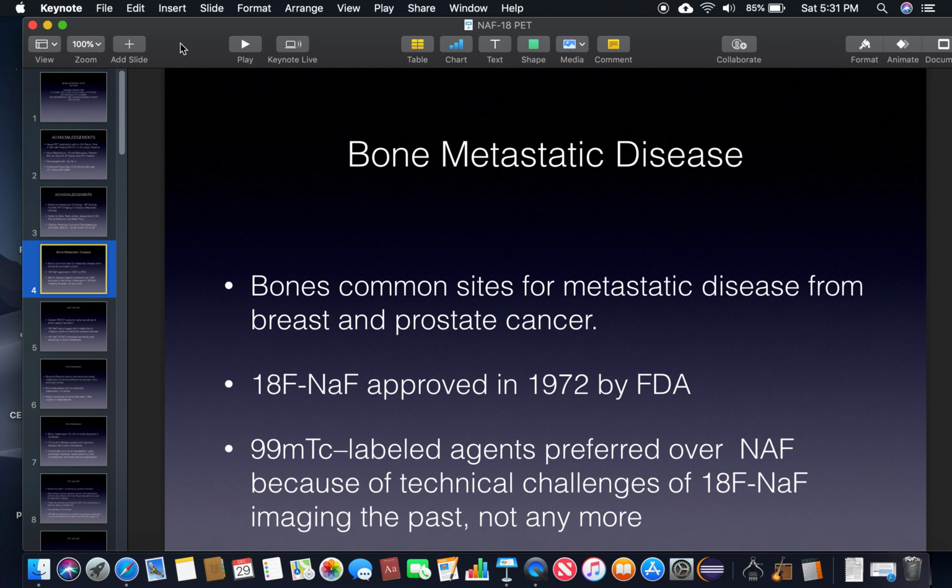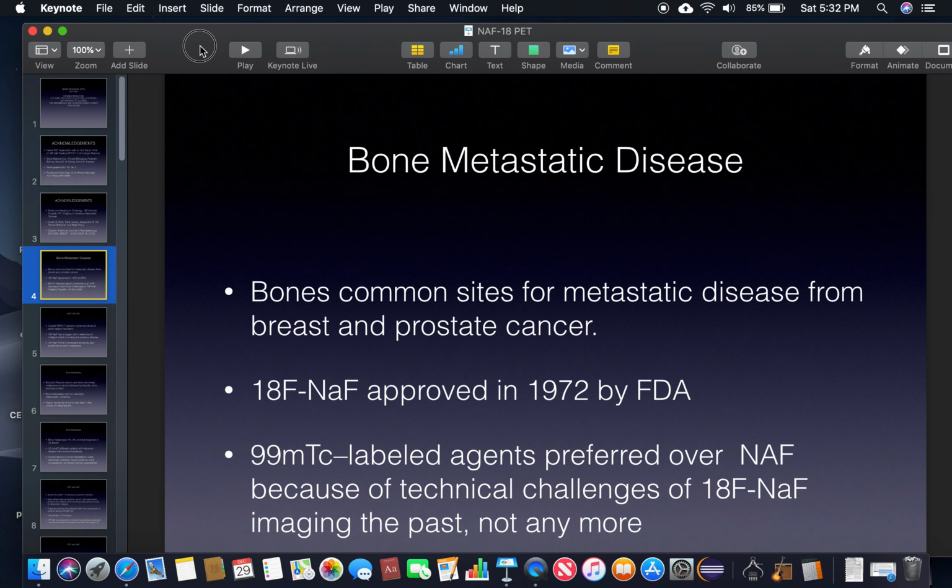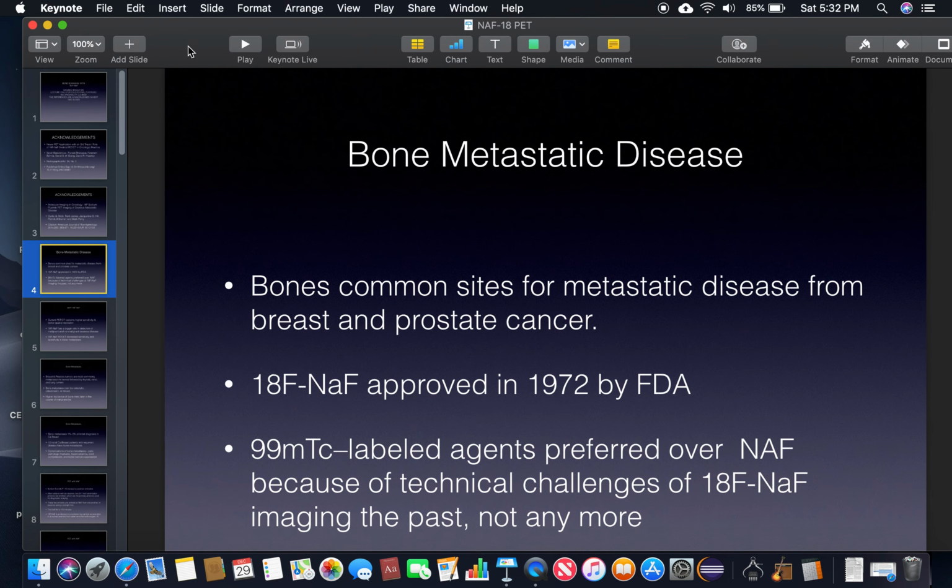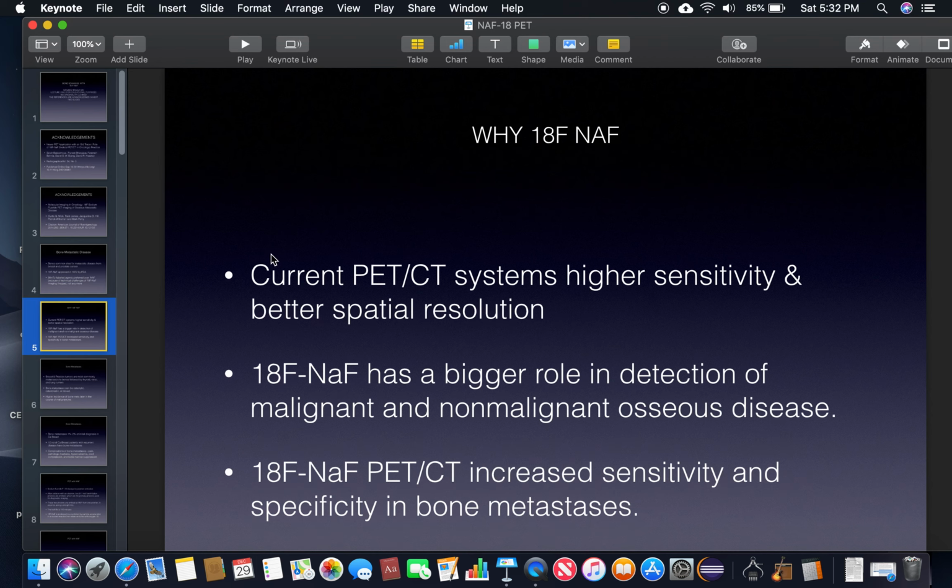But the challenge at that time was the right type of equipment; the scanners were not available, and hence it was not popular at that time. It did not come into use, and technetium 99m MDP and similar agents were the preferred agents in the past, but that's not the case anymore.